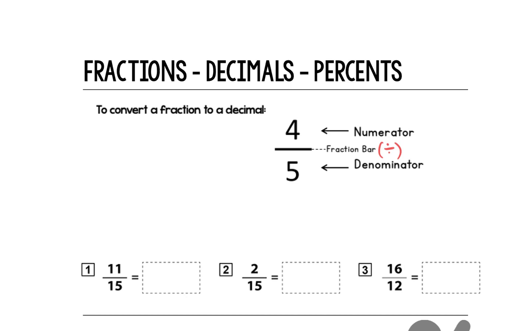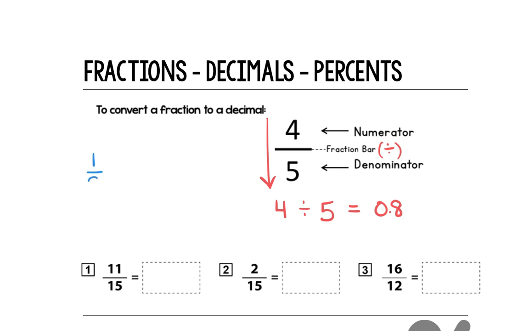So when you are converting a fraction to a decimal, you can use your calculator, or you can do long division if you so please. You are going to read this from top to bottom, and this is going to be 4 divided by 5. So plug that into your calculator, and you will get 0.8 as the decimal. Let's do one more example over here.